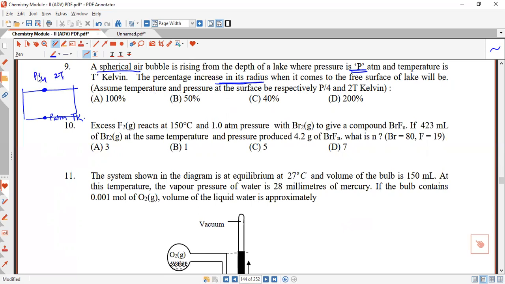Okay. So pressure is changing, temperature is changing, volume is also changing. So what remains constant? The air inside the bubble remains constant, that is, the number of moles is going to be constant. So from PV equals nRT we can write nR equals PV by T. This is going to be constant.